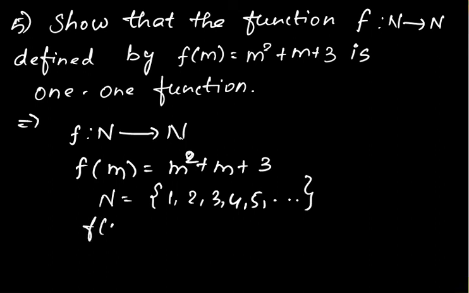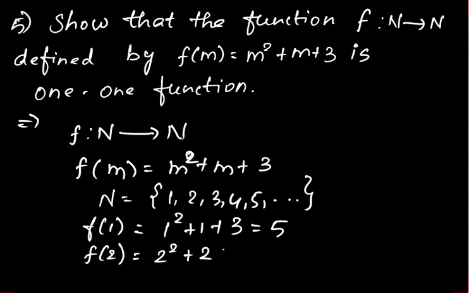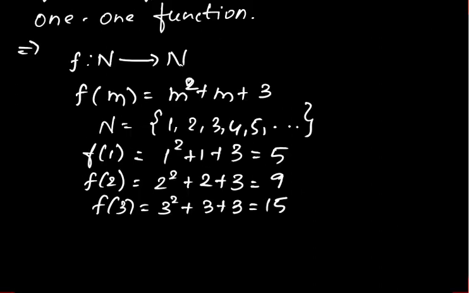So find the value of f of 1. In the place of m, replace it by 1. So we get 1 square plus 1 plus 3. So 1 plus 1 plus 3, we get 5. So find the value of f of 2: 2 square plus 2 plus 3. Then f of 3 is equal to 3 square plus 3 plus 3. F of 4 is equal to 4 square plus 4 plus 3, you'll get 23.